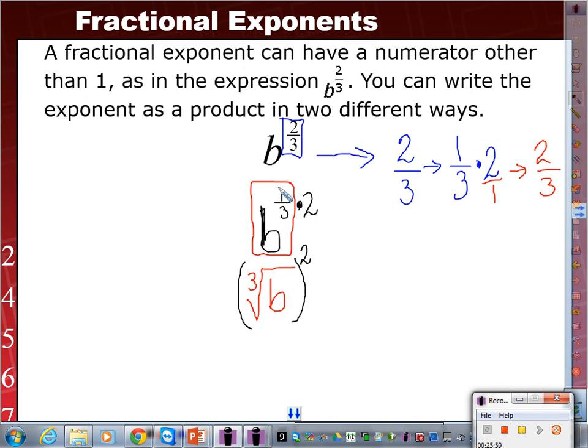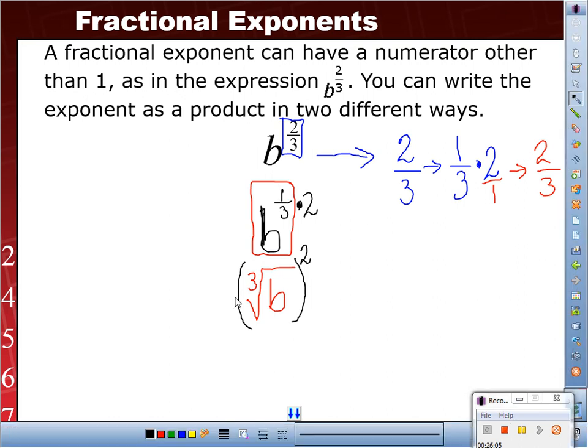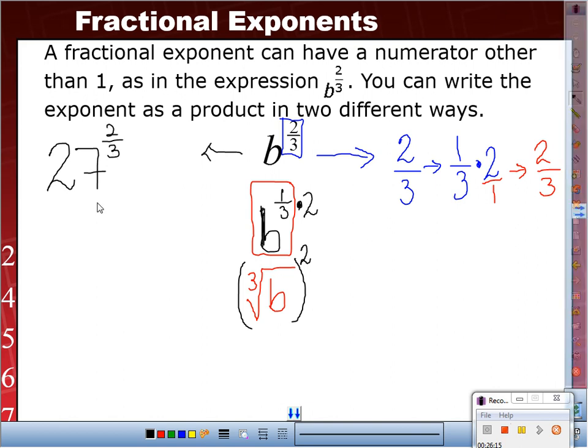Okay, now how does this look with numbers? Here, let me show you with numbers. Watch. I'm going to write this one this way, but with numbers. 27 to the 2/3. Just pay attention for this part. First of all, what did I do from here to here? I broke up the fraction. Is that correct? Yes. So basically, I'm going to write the 27 again. But this one's going to be what? 1/3 times 2. Are we there so far?